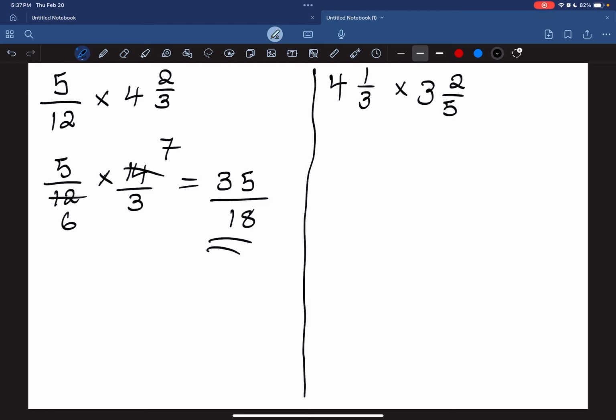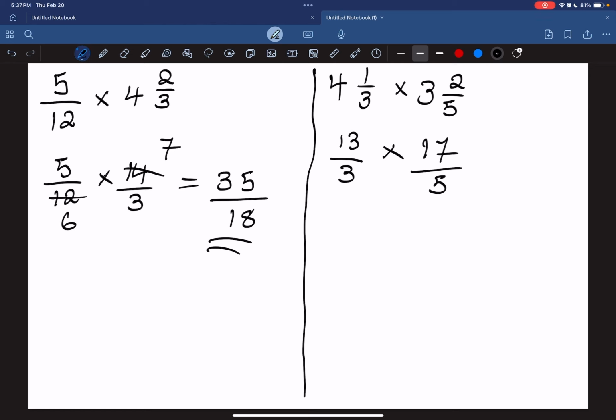Alright, let's look at this. Both of them are mixed numbers, so change into improper fractions. 4 times 3, that's 12 and 1, so 13 over 3. Times 3 times 5, 15 and 2, that's 17, so 17 over 5. Alright, looking at this, we know for sure nothing can be reduced right here.